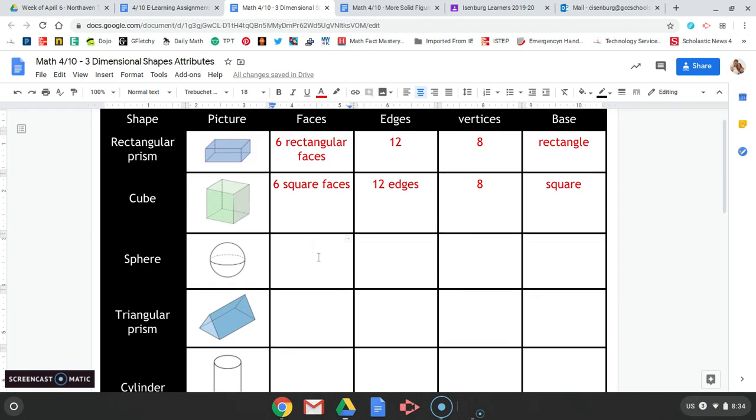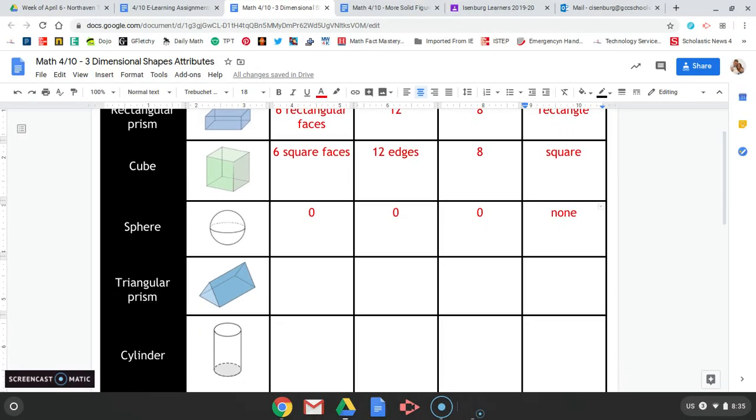All right, let's go to the sphere. The sphere has 0 faces, because remember, a face has to be a flat part, and a sphere does not have any flat parts. And then the same for edges. Since there are no flat parts, there's no place where a flat part can come together. So it has 0 edges. Same thing with vertices. Since there's no place for the edges to come together and make a point, there are no vertices. Okay? And since there's no base, since a sphere can't really stand on its own, it would roll around, there is no base. Okay, so it's almost like a sphere isn't even there at all, but it is.